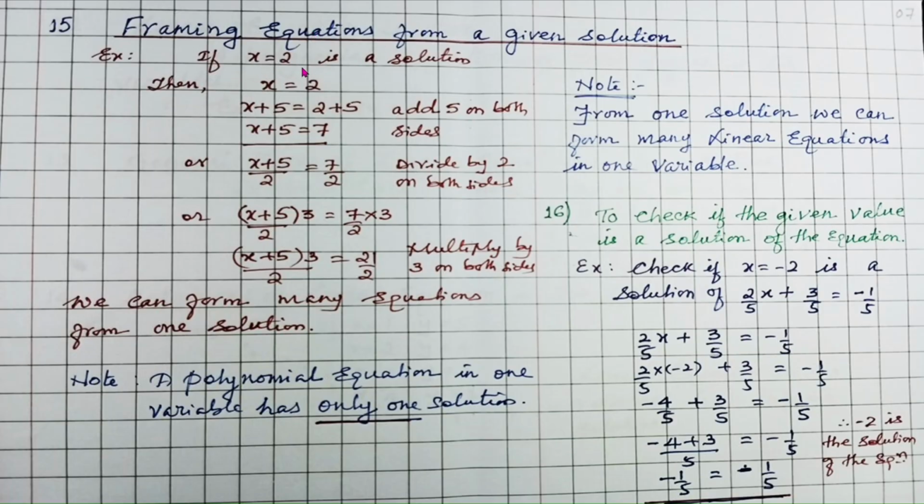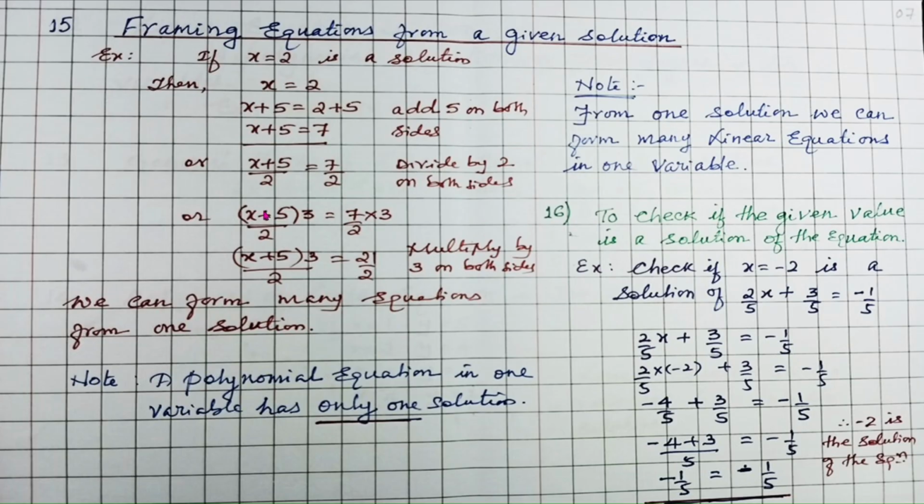Now if x is equal to 2 is a solution, then we have to frame an equation. If x is equal to 2, we can add 5 on both the sides, it becomes x plus 5 equal to 2 plus 5, or x plus 5 equal to 7 is an equation. It is a simple equation for when x is equal to 2. And so also we can divide both the sides by 2, (x plus 5) by 2 is equal to 7 by 2 is another simple equation.